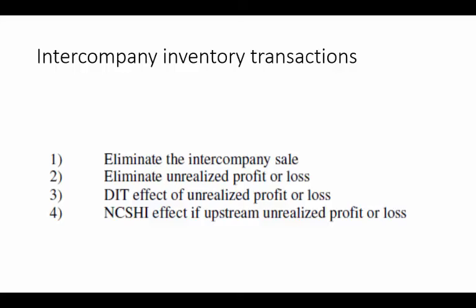Okay. Then we come to probably our trickiest step, eliminating the unrealized profit or loss. So if there is inventory still on hand at the end of the current year that parent sold to sub or sub sold to parent, a component of the cost of that inventory contains profit or loss. It could be either one. We need to figure out the value of that unrealized profit or loss so that we can eliminate it from the consolidated statements, because we can't recognize the profit or loss until it goes to a third party.